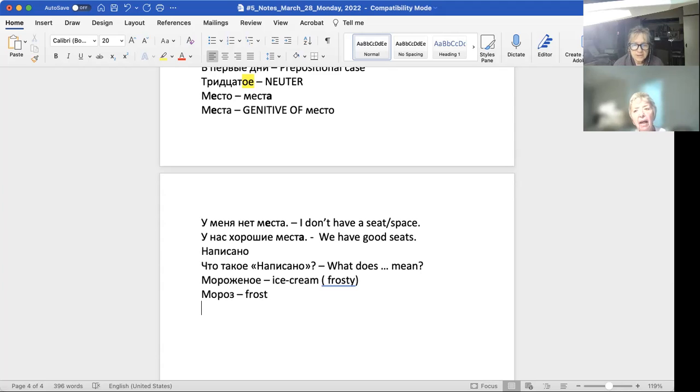Okay, so that's a noun, мороженое. But it looks like it's an adjective, right? It's an adjective because it has the same endings as an adjective. So some adjectives could become nouns.